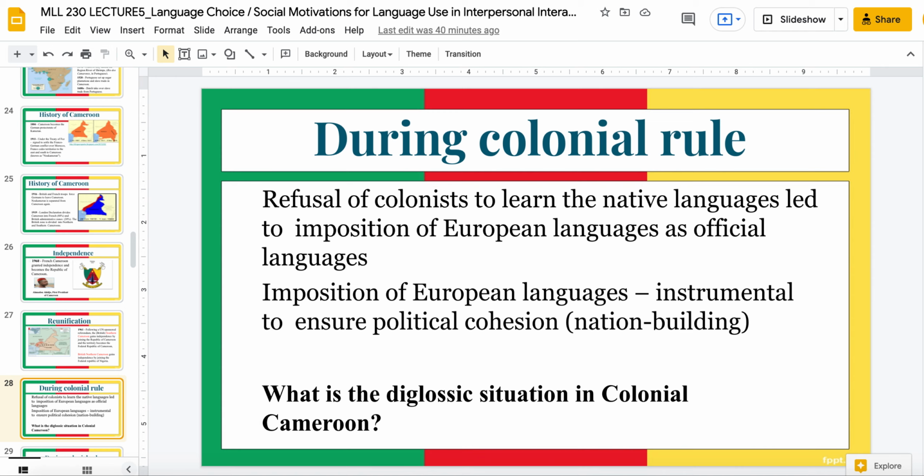So the diglossic situation in Cameroon then became that the higher languages, the languages that were used for government and for power, would be English and French. And then the lower languages that were used among the local people and in the markets and for trade and things like that, those were the indigenous languages, the tribal languages that they had spoken for thousands of years in Cameroon.